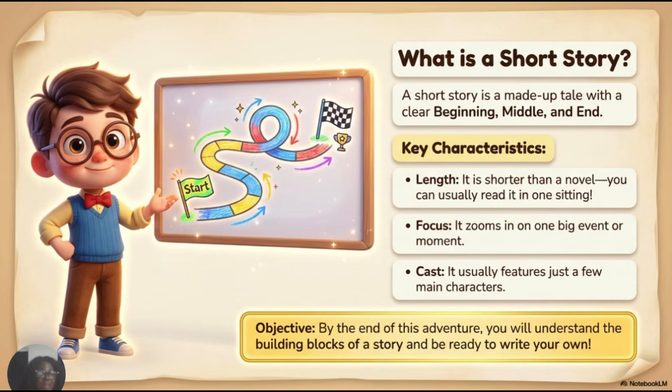A short story is a made-up tale with a clear beginning, middle, and end. But it's different from a fable. A fable is a fiction story where we have animals talking, but in a short story, we don't have animals. So all your characters must be human beings. Please take note that your characters must be human and not animals.